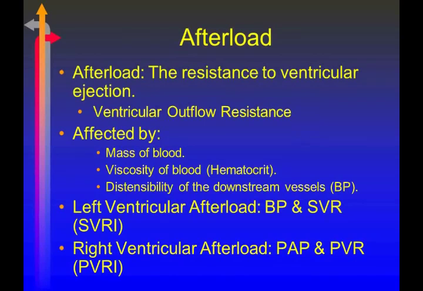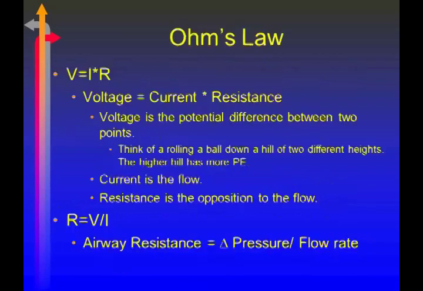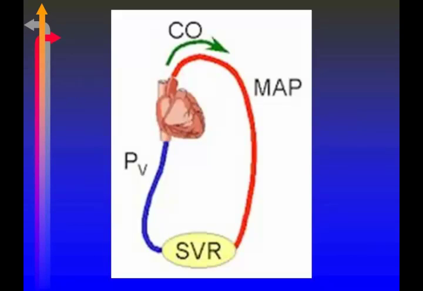On the left side, the afterload is indexed by the systemic vascular resistance, and on the right side by the pulmonary vascular resistance. And again, just as the cardiac output could be indexed, we can index this value also. Remember that resistance is a derivation of Ohm's law, which we know from area resistance is change in pressure over flow rate. Same is true with the systemic vascular resistance being affected by the pressure difference between the aortic, which is the high point, the CVP being the low point, and the cardiac output being the flow.